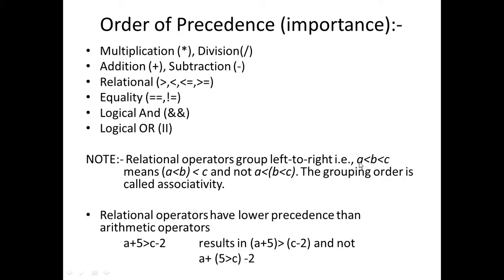So we group left to right. If it is written A less than B less than C, so will we group A and B or B and C? We will group A and B because it groups left to right. So first the left part, A less than B, will be grouped first and then we will see C. It will not be grouped the other way. It is not right to left. It is left to right. Okay?